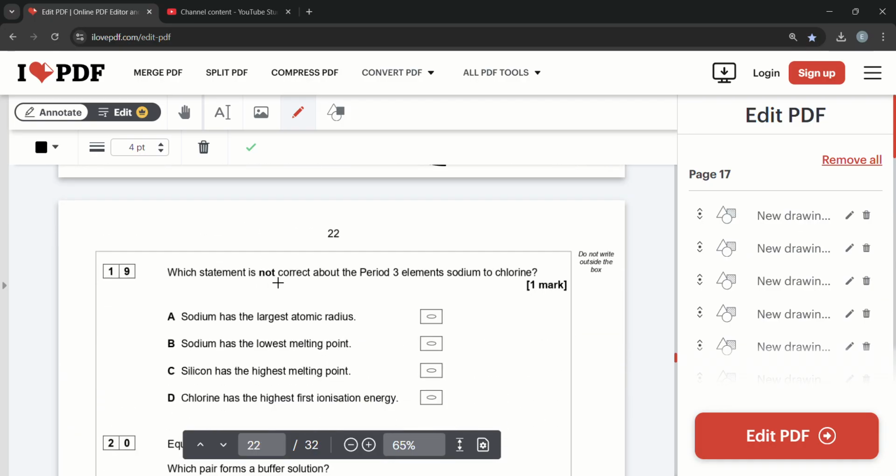Which statement is not correct about a period 3 elements, sodium and chlorine? This is just your memorization of the trends.